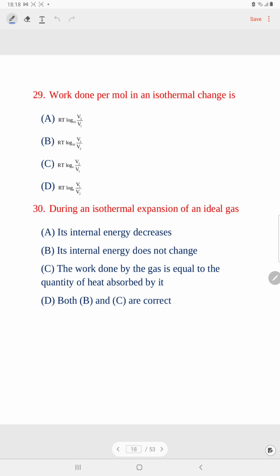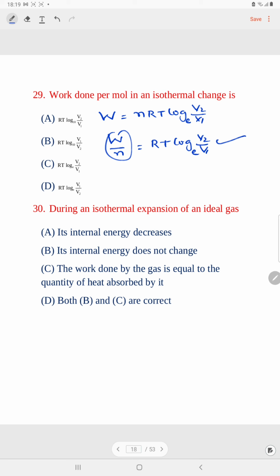Next, work done per mole in an isothermal change. Let me write the expression for work done first. It is nRT log V2 divided by V1 to the base e. Take number of moles to the left hand side. It is going to become RT log V2 divided by V1 to the base e. So work done per mole is W by n, that is equal to RT log V2 by V1 to the base e, which is option C.